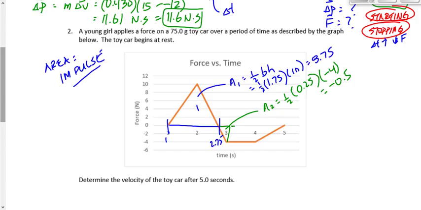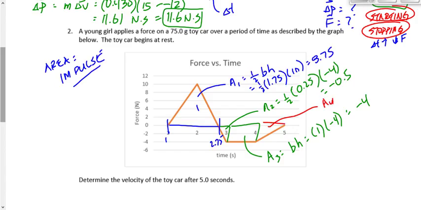The third one, A3, is going to be equal to base times height. The base goes from 3 to 4, and the height is -4 again. And finally, the fourth one is a triangle, 1/2 base times height. The base is 1 because it goes from 4 to 5. The height is -4. That's going to give me -2.